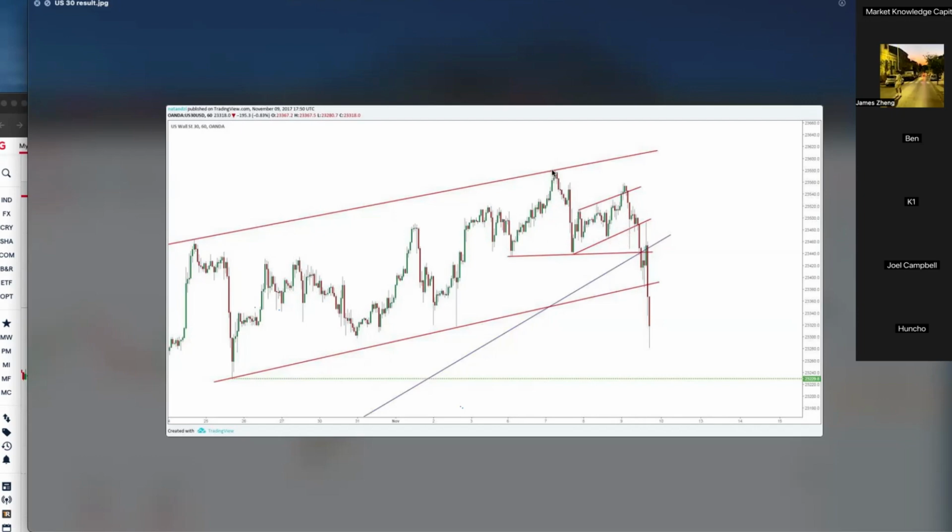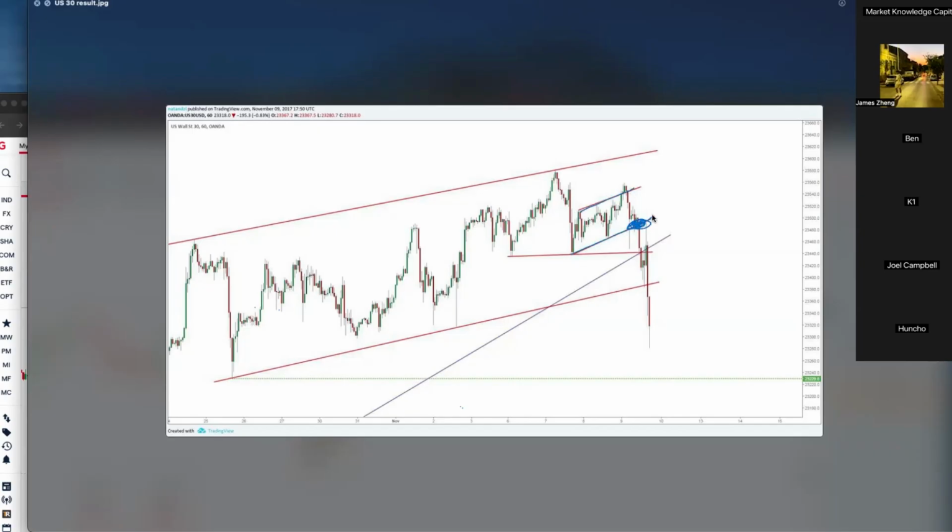Speaking for this one, because this was the impulse, I had this as a correction, waiting for it to go to this area here. That's where I'm looking to sell it, right there, because I've got this and I want to wait for the break.